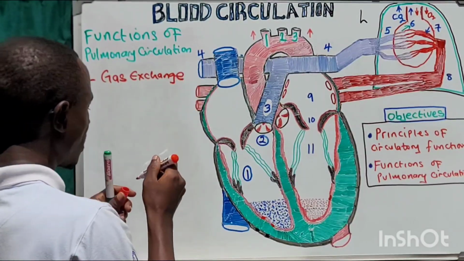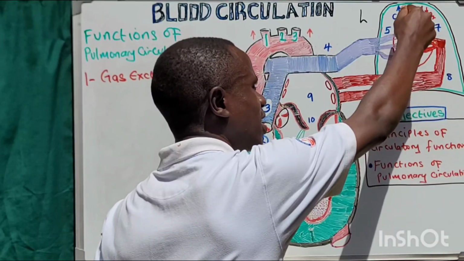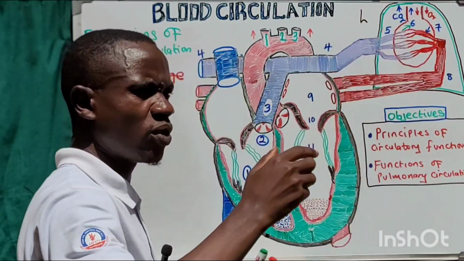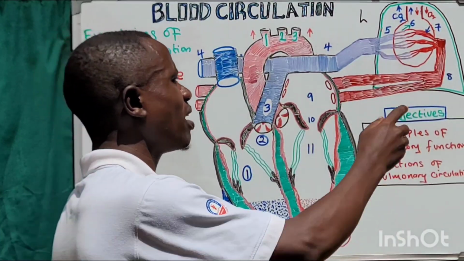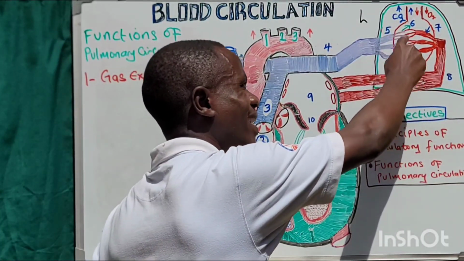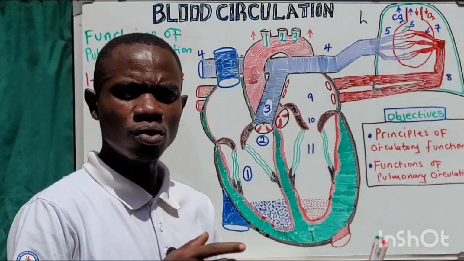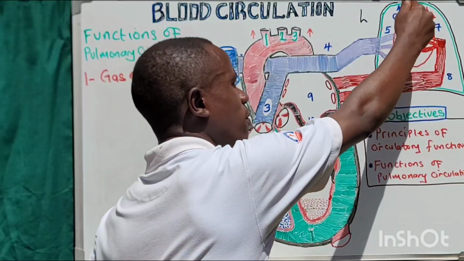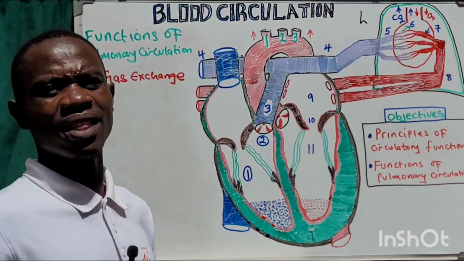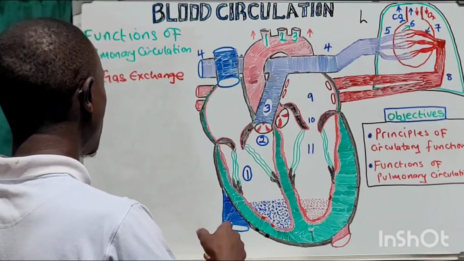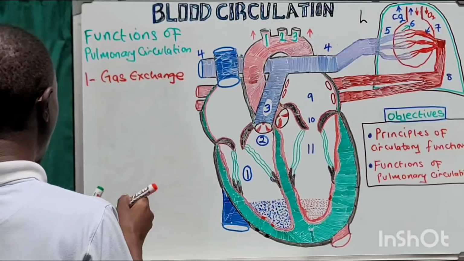Okay, we have seen gas exchange happening in the alveolus. You see, this is our alveolus. It is rich in oxygen and poor in carbon dioxide. For that reason, we have a high partial pressure of carbon dioxide in these pulmonary capillaries and less partial pressure of oxygen. And because of the partial pressure gradient, oxygen will be forced to enter the pulmonary capillaries as carbon dioxide exits into the alveolus and is pushed out during ventilation. Okay, so the first function of pulmonary circulation is gas exchange.